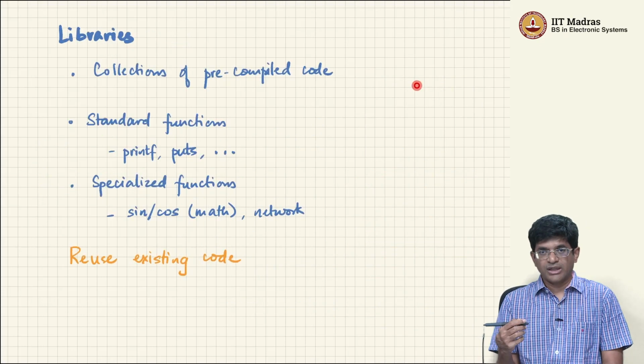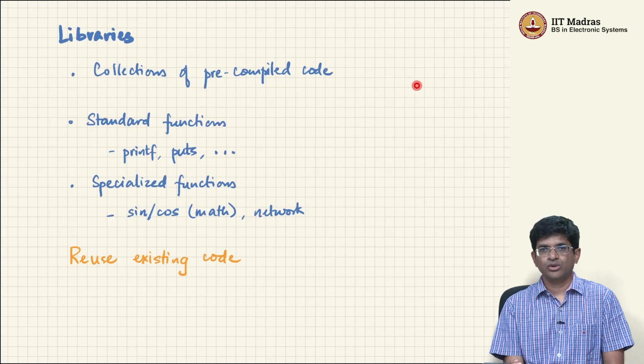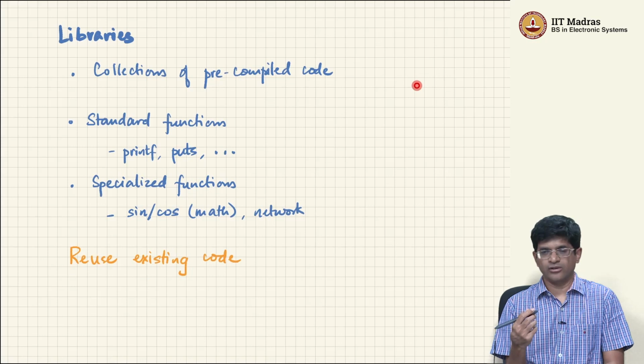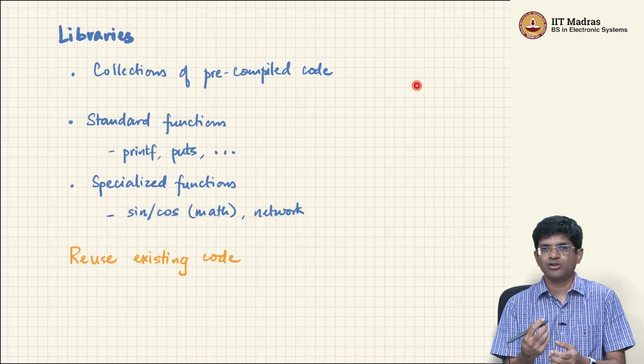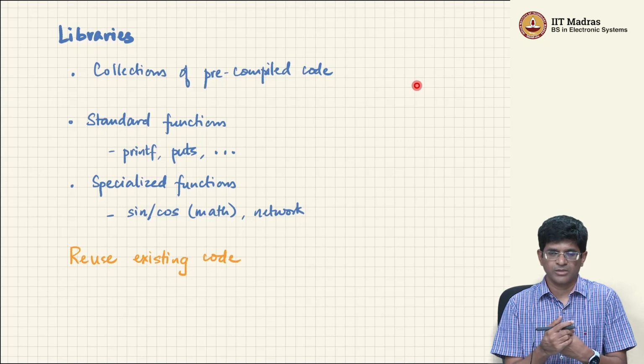Now, in order to understand what exactly the linking process does, it's important to know that there are typically libraries present in every system, and a library in the context of a programming system or a computer system is basically a collection of pre-compiled code, right? In the context of C, when we start writing a program, we straight away assume that we can use functions like printf, scanf, puts and so on, right?